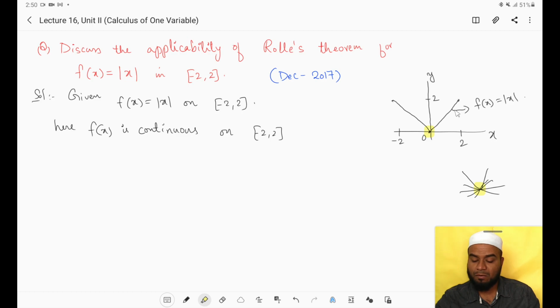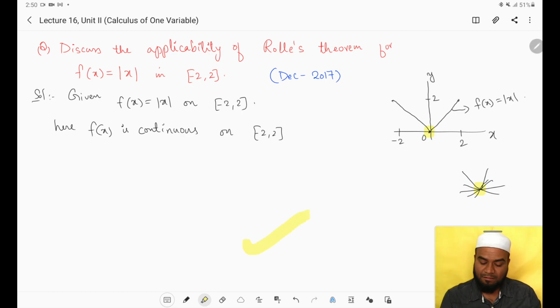Except this point, if you try to draw a tangent here, what will be the tangent at this point? At this point, the tangent will be the line itself. But at this point, you can draw infinitely many tangents. If we are able to draw infinitely many tangents, then the function will not be differentiable at that point. For differentiability, it means only one.